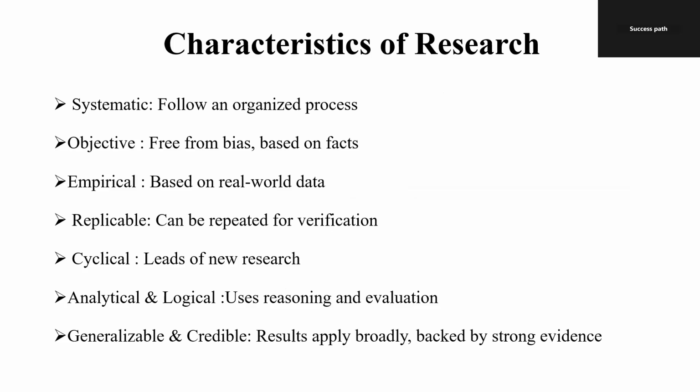So what is systematic? It means following an organized process. Objective means free from bias, based on facts. Empirical means based on real-world data. Replicable means it can be repeated for verification. So like this, we have to take notes as keywords. For every theoretical part, we have keywords, definitions, and notes. These are basic notes that have to be there. That's all. It's more than enough to crack the theory part.